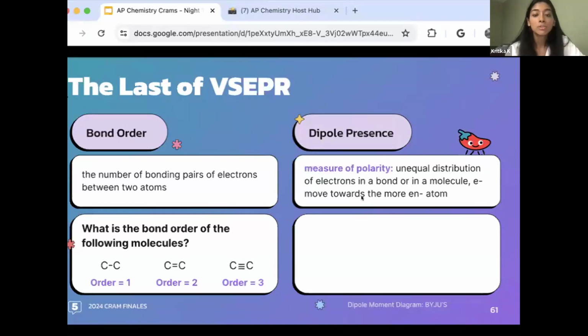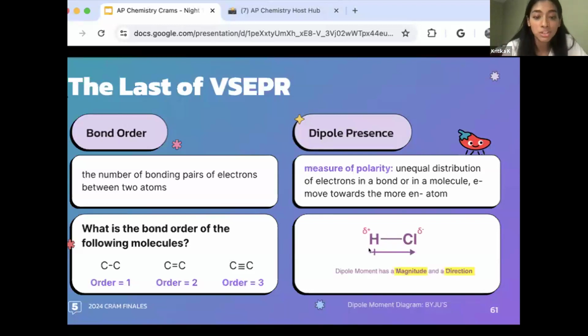Okay, measure of polarity is what dipole presence is. Dipole presence is to measure polarity, and it's used when there's unequal distribution of electrons in a bond or in a molecule, and the electrons will end up moving towards the more electronegative atom. So if you look at this arrow, the arrowhead, like the little triangle thing, is pointed towards the more electronegative atom, and the little dash in the arrow is pointed towards the one with a partial positive charge.